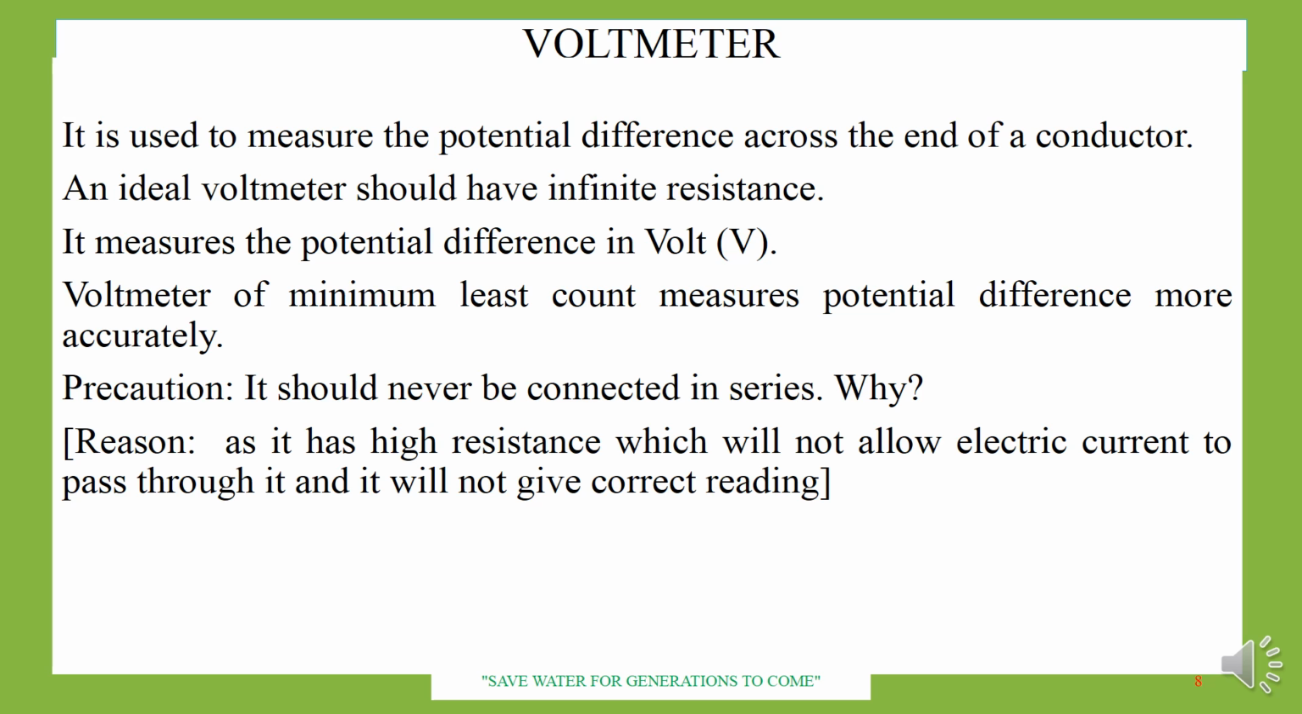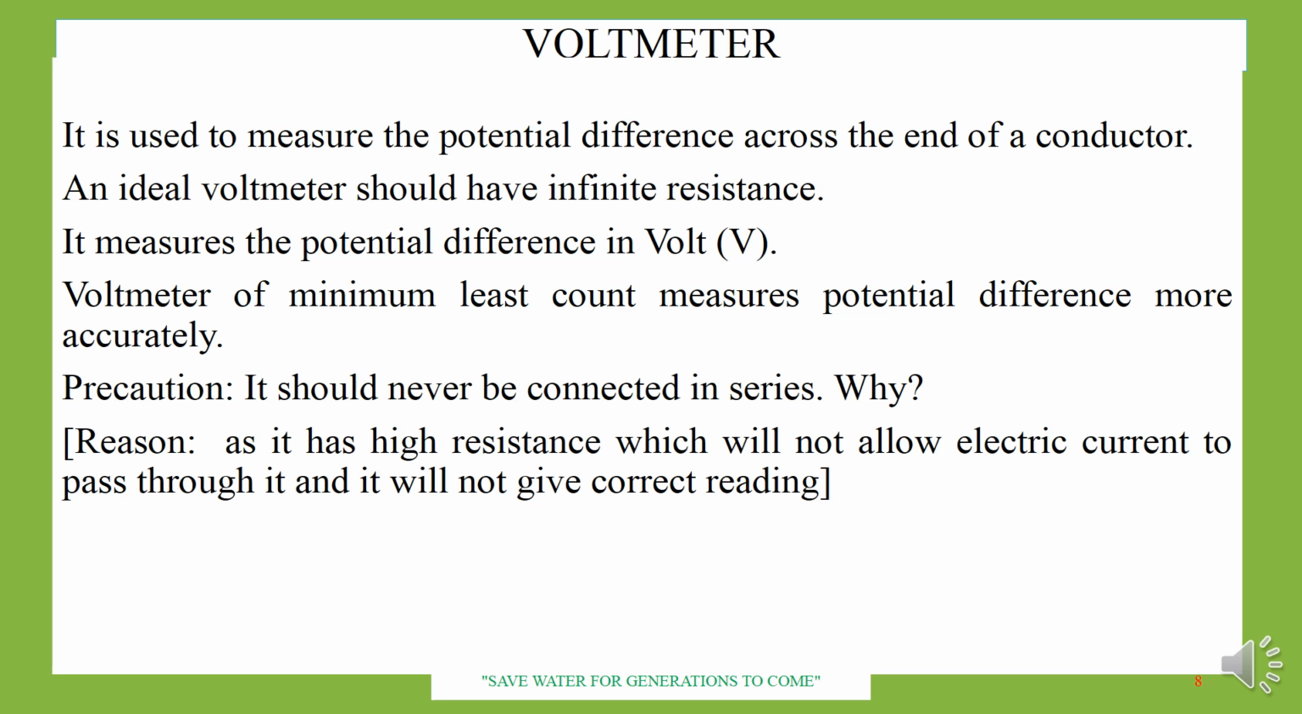Now, how can we measure the potential difference across the ends of a conductor? We have discussed the ammeter: A for ammeter, A for ampere. The ammeter is used to measure the ampere, meaning the electric current passing through a conductor. When we have to measure potential difference, the unit is volt, so here a voltmeter is used. The voltmeter measures the volt, meaning the potential difference across the ends of a conductor.